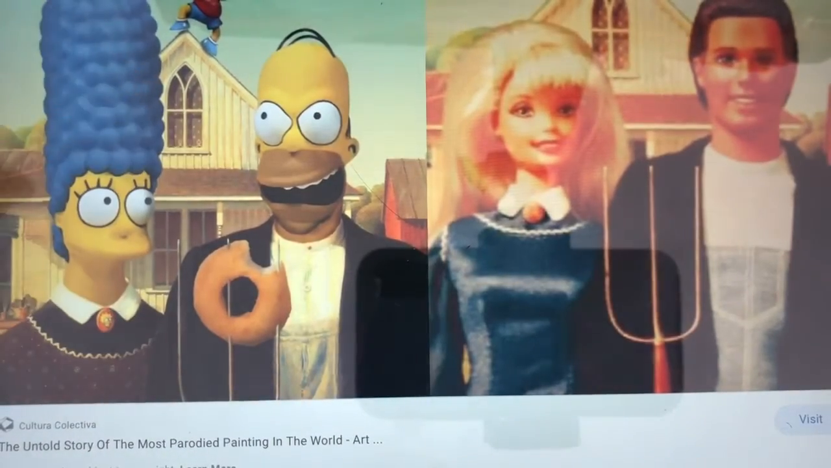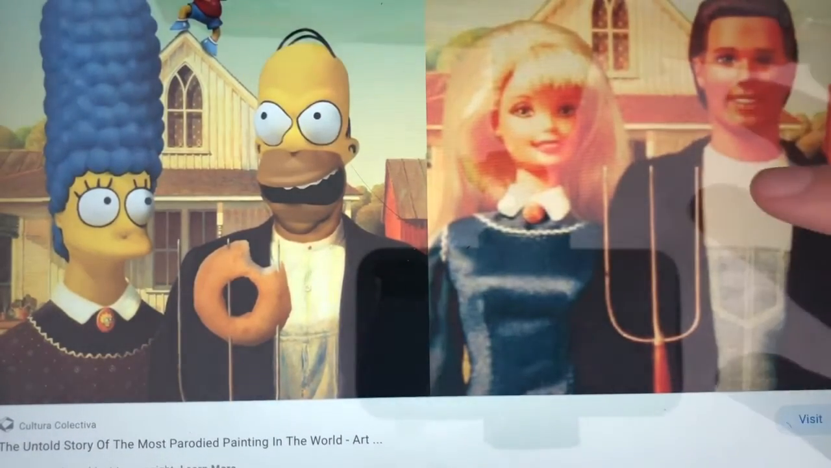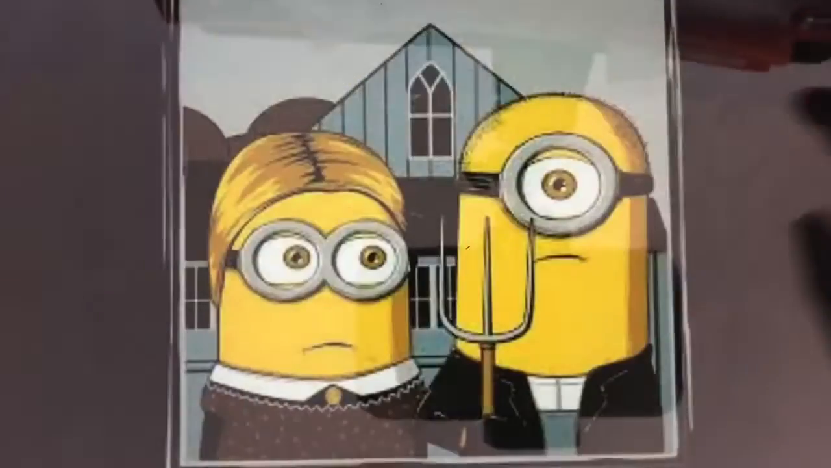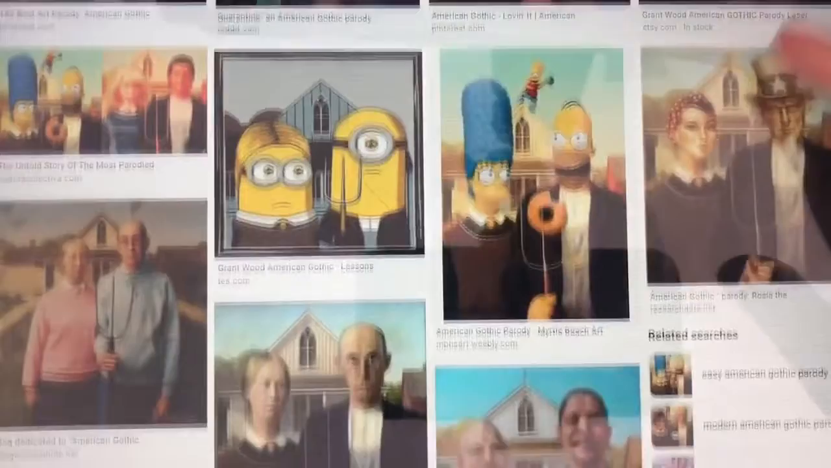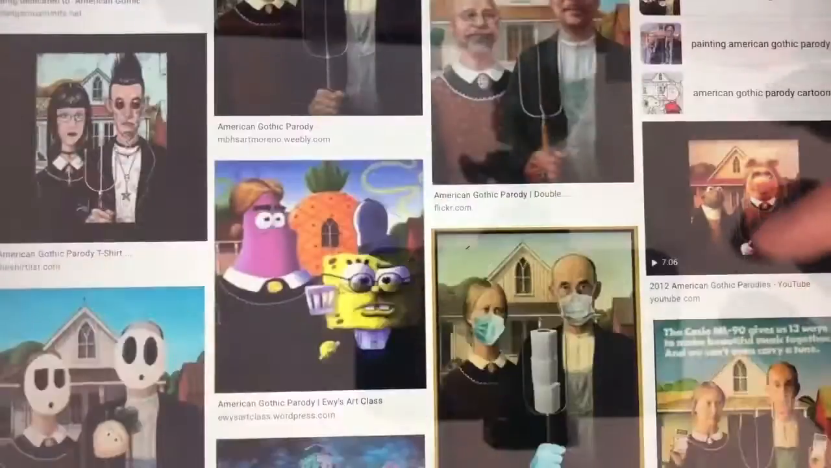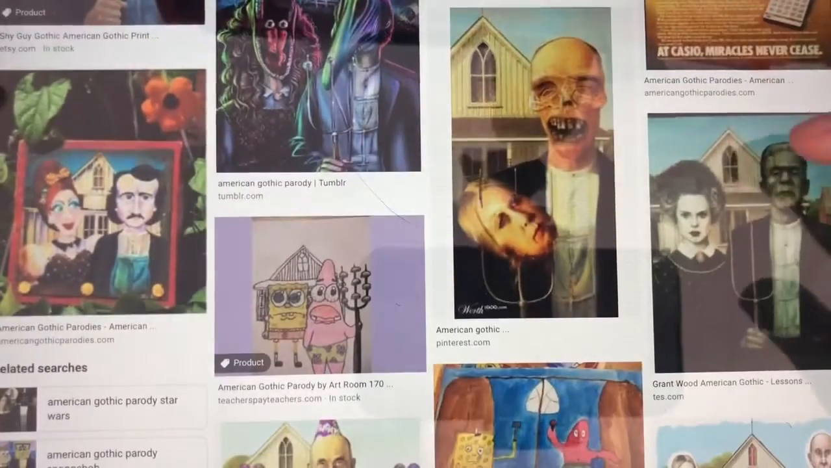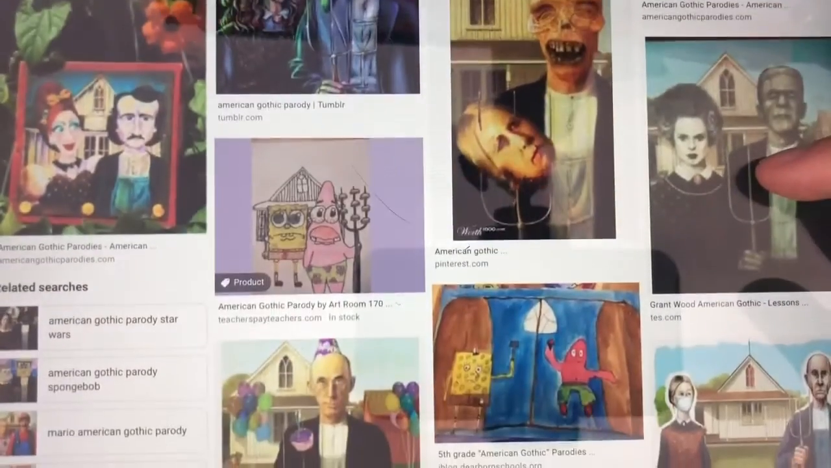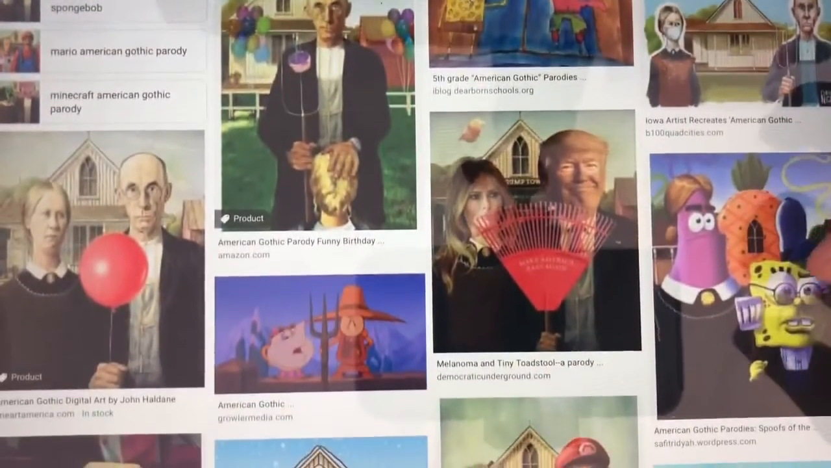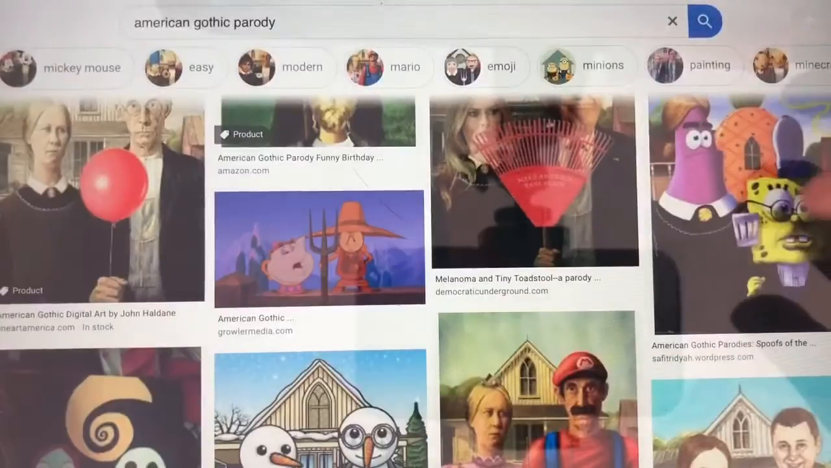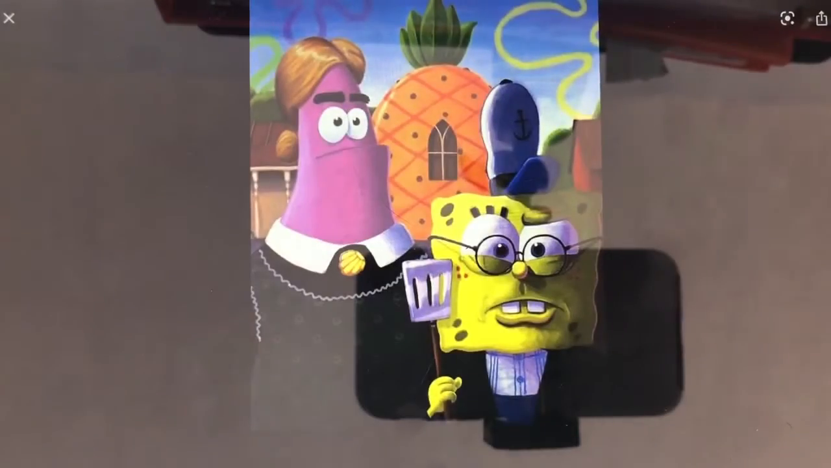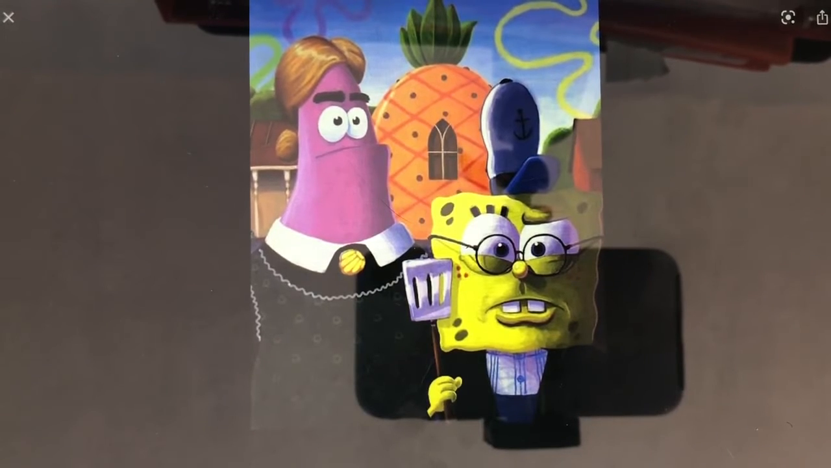It also could be, look at that. It's Homer Simpson, Marge. It could be Barbie and Ken. It could be Minions, right? The thing about this is that there's lots of different ways people might think of that. This is Beetlejuice. It's one of the things here. And lots of times, a lot of people really like the cartoon characters to go with it, right?